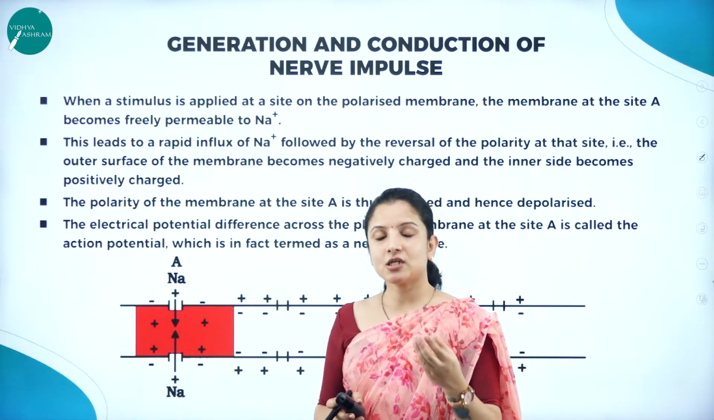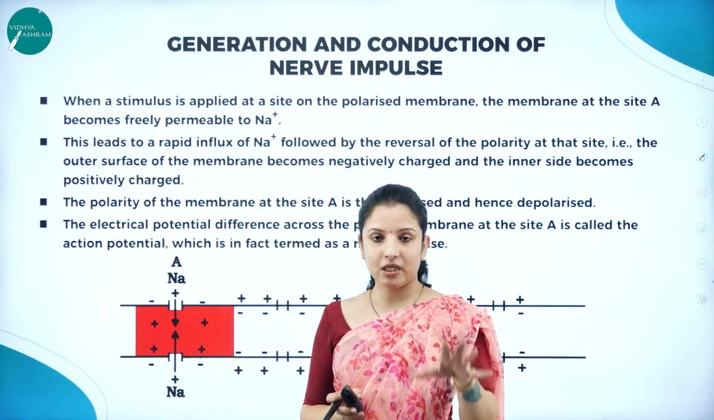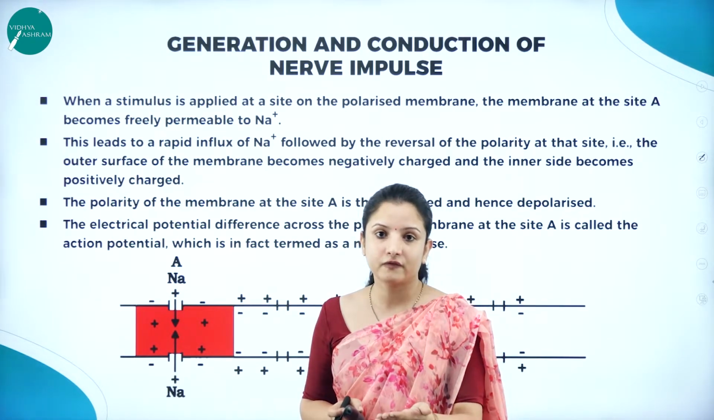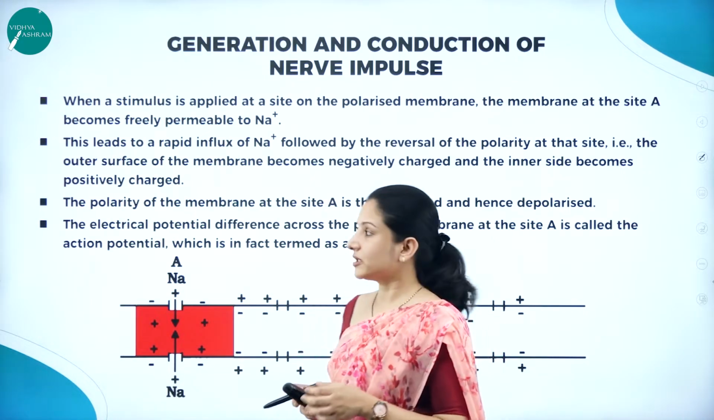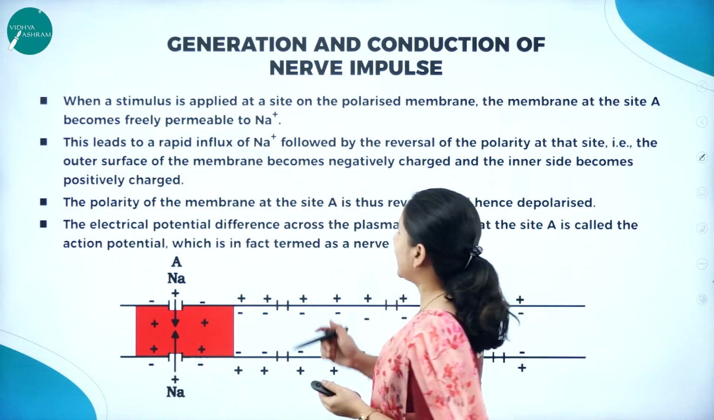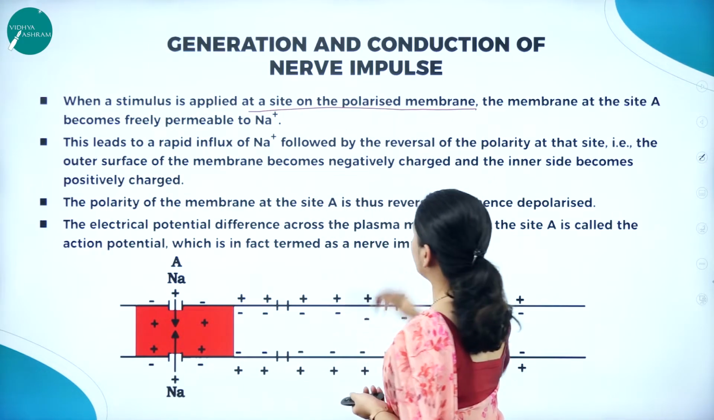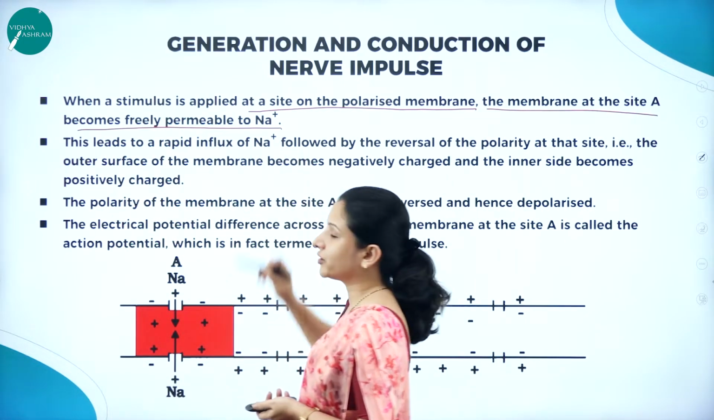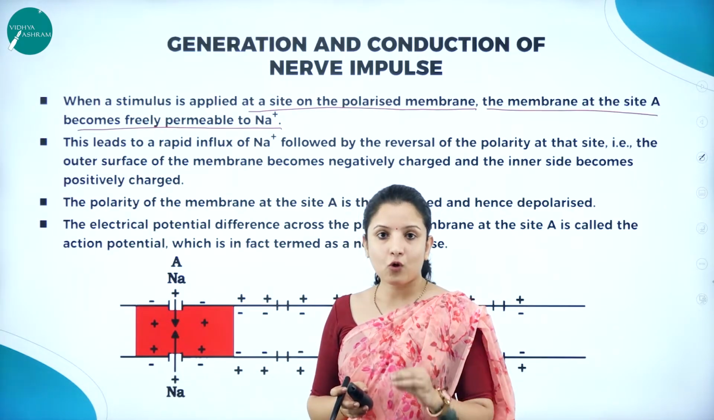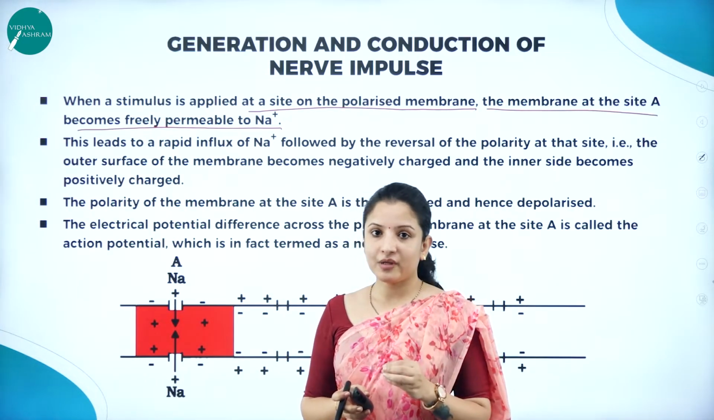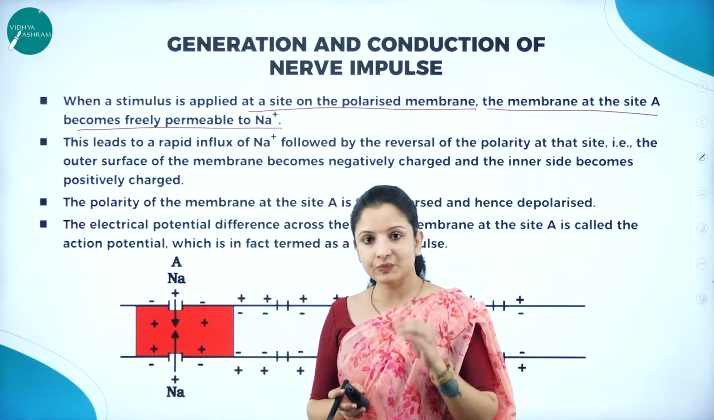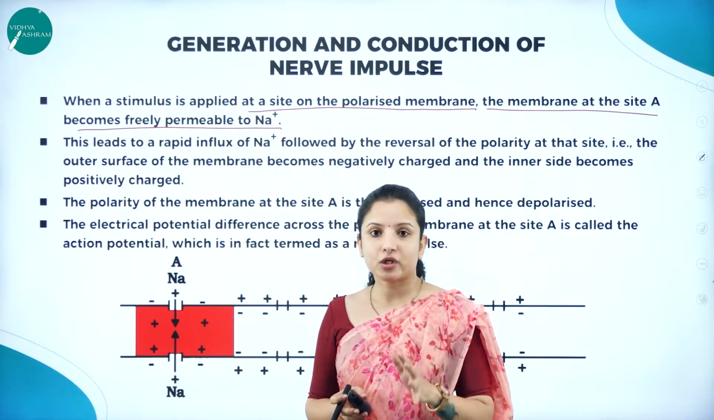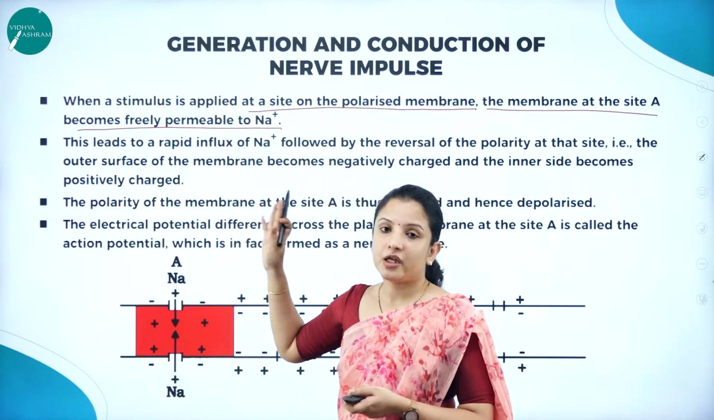When it is in a resting condition, what did I tell you? The axons are in a polarized state, meaning the inside of the axon is completely negatively charged and the outside of the axon, that is the fluid outside, is completely positively charged. So, when a stimulus is applied at a site on the polarized membrane, the membrane at site A becomes freely permeable to sodium. When the axon was in the resting stage, was it permeable to sodium? No, right? It was permeable, but only to a very small extent. Instead it was permeable to potassium. Now it is becoming permeable to sodium.